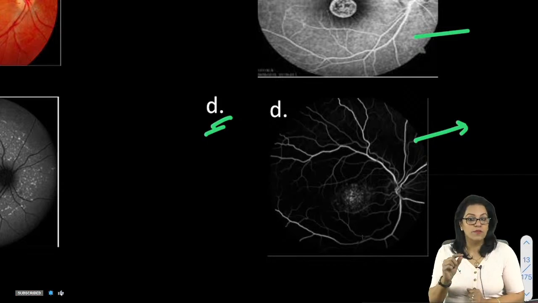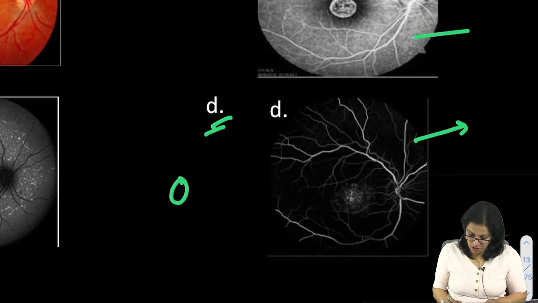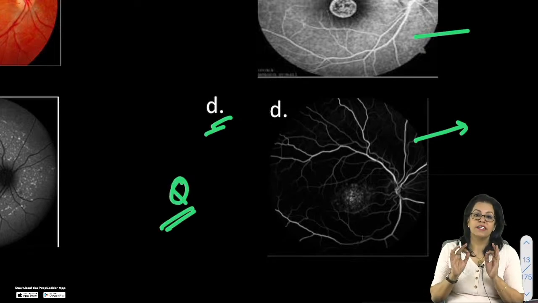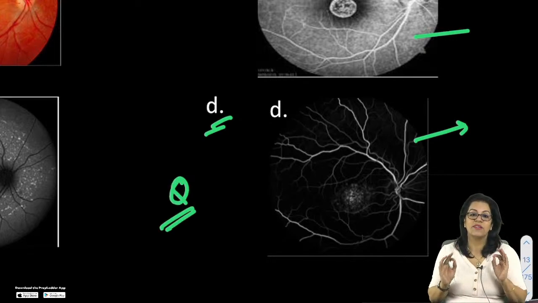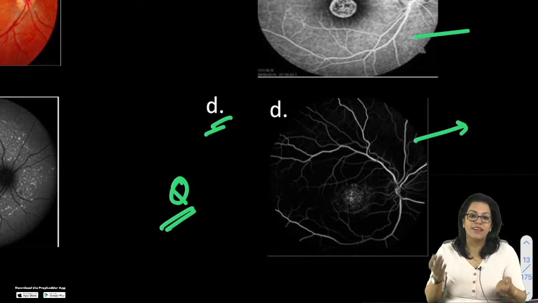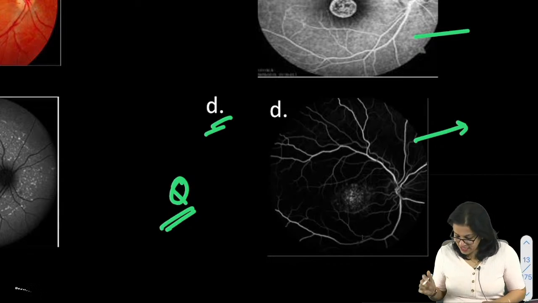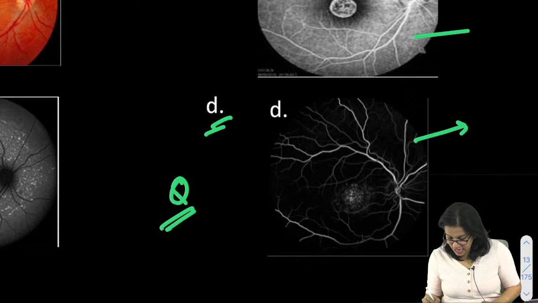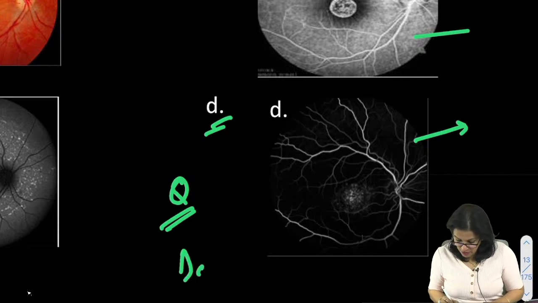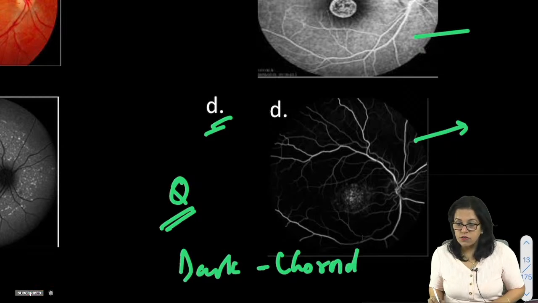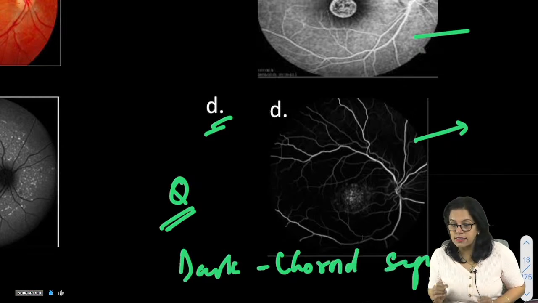This was one of your exam questions, so we will put a Q here. Please always, whenever I tell you it's a question, put a Q, because on the last day you will only look at those Qs. Make a big Q, not a small one. So we are saying that this is showing you a silent choroid or dark choroid sign. What is the dark choroid sign?